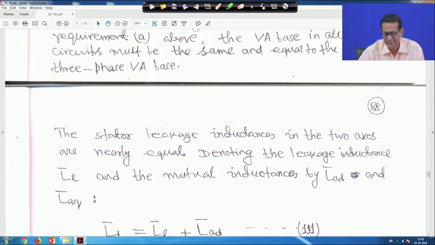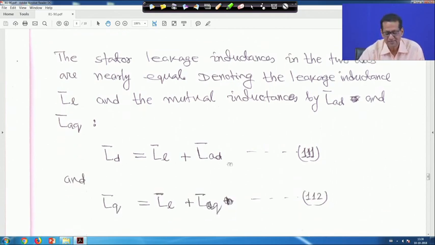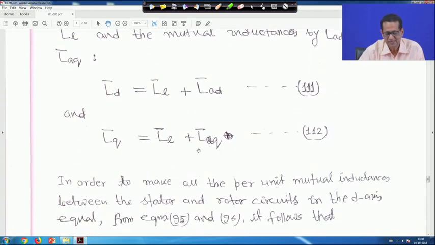So, stator leakage inductances in the two axes are nearly equal, denoting the leakage inductance LL bar and the mutual inductances by LAD bar and LAQ bar, right. Therefore, LD bar is equal to LL bar plus LAD bar, directly you can write, and LQ bar is equal to LL bar plus LAQ bar, directly you can write. This is 111, this is 112, right.